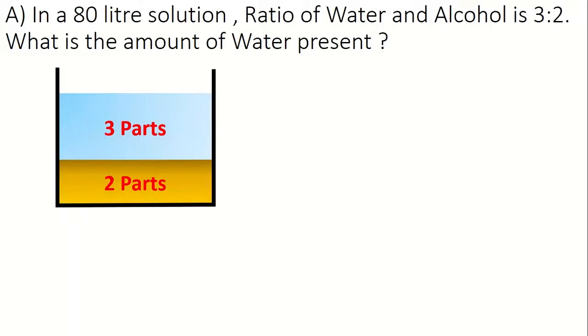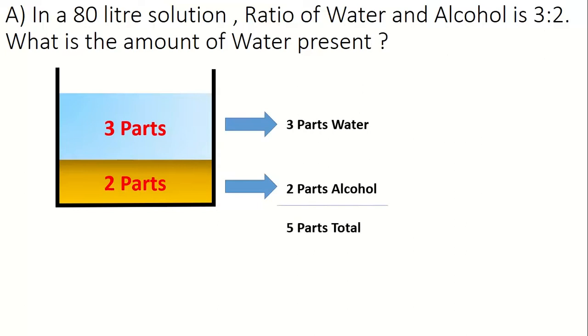In an 80-liter solution, the ratio of water and alcohol is 3:2. What is the amount of water present? For solving such types of questions, I'm going to convert the ratio into parts. For example, 3 parts is water and 2 parts is alcohol. So total 3 parts and 2 parts, there are total of 5 parts.